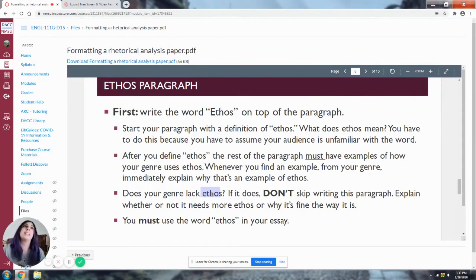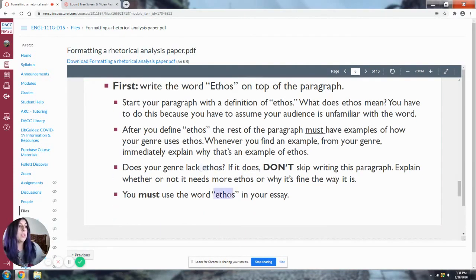For example, a song is not going to be referencing sources and research and well-known people constantly, right? Because it's the genre of a song. Its convention is to entertain and maybe invoke emotion a little bit more. But I'm sure you could find some kind of way, if it was a song you were analyzing, of how the song proves credibility still. So that's something to think about. You must use these words in your paper because that makes it a rhetorical analysis paper. So make sure you use the word ethos in your essay.